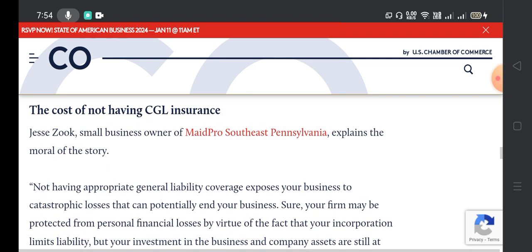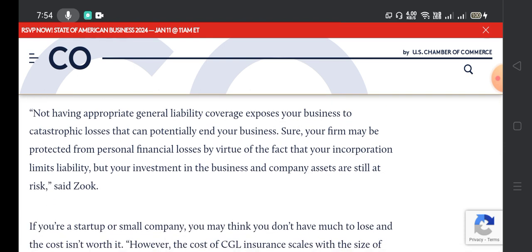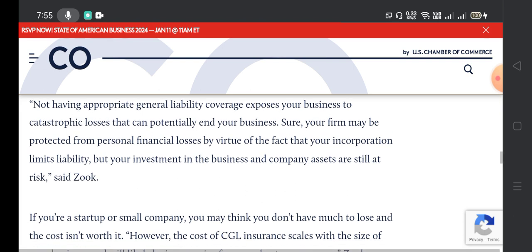So the cost of not having CGL insurance. Jazizuk, small business owner of Medpro, Southeast Pennsylvania, explains the moral of this story. So not having appropriate general liability insurance coverage exposes your business to catastrophic losses that can potentially end your business. Sure, your firm may be protected from personal finance losses by virtue of the fact that your incorporation limits liability, but your investment in the business and company assets are still at risk.